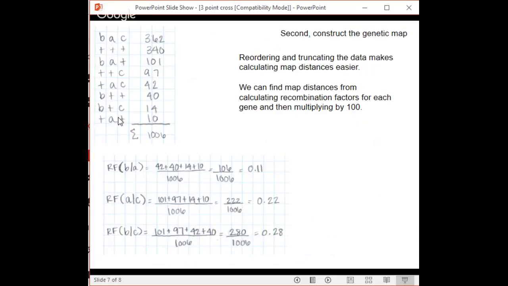And we do the same thing for A and C. They're right next to each other, so we know double crossovers are going to be in this figure, and then the other half of the single crossovers, but not the parents because those aren't recombined at all. And then for B and C, that's just going to be all of our single crossovers, which is this chunk right here, these 4. Add those up. So we find that we have 11 centimorgans between B and A, 22 centimorgans between A and C, and 28 centimorgans between B and C.